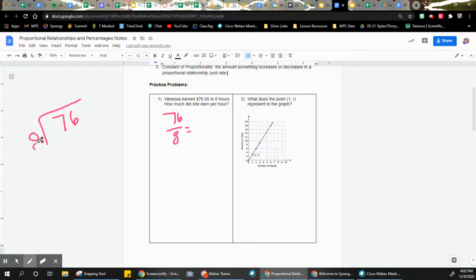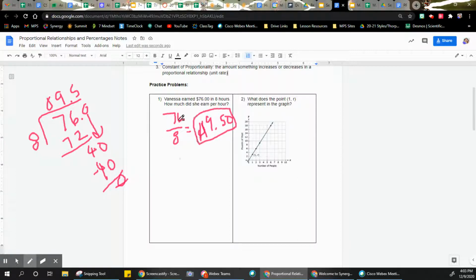Okay, 8 goes into 7 0 times, but 8 goes into 76 9 times. 9 times 8 is 72. It's going to give me 4 left over. Now I'm going to put a decimal in and bring my 0 down. 8 goes into 40 5 times, and that's 40. So the answer is $9.50. So she earns $9.50 an hour.